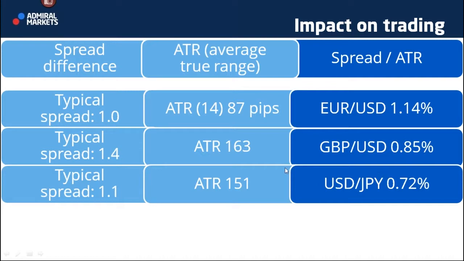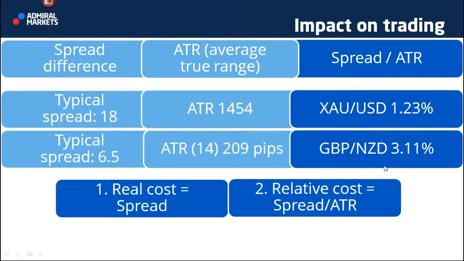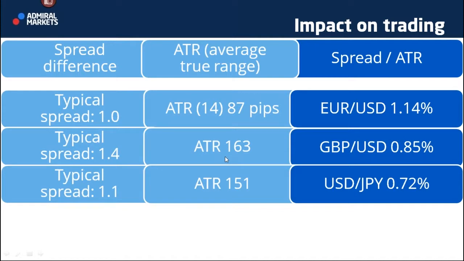But of course, if we compare those to the pound New Zealand, once again, you can see that this is more expensive. Even though the ATR was 209 pips, the dollar yen and the pound had slightly lower ATRs, 163, 151, but their spread, of course, was just a lot lower. So they had these very low numbers, 0.72 dollar yen, taking the gold medal there, having the lowest relative cost to enter and exit.